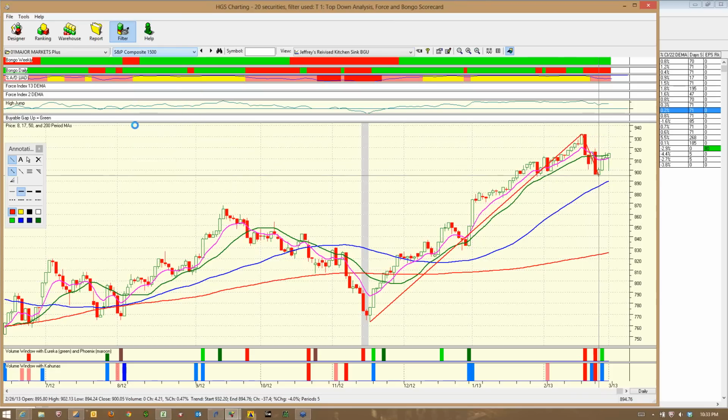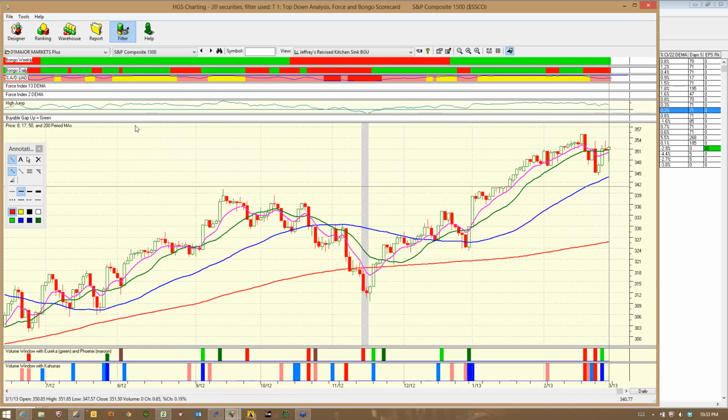Looking at the S&P 1500, just for completeness' sake, as you can see the same picture, and this is a nice mixture of big, small, and little.